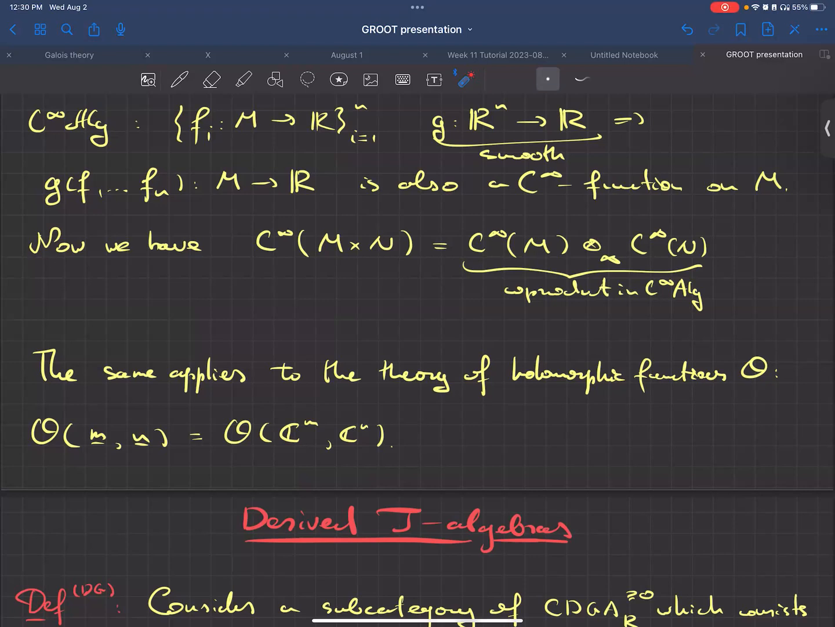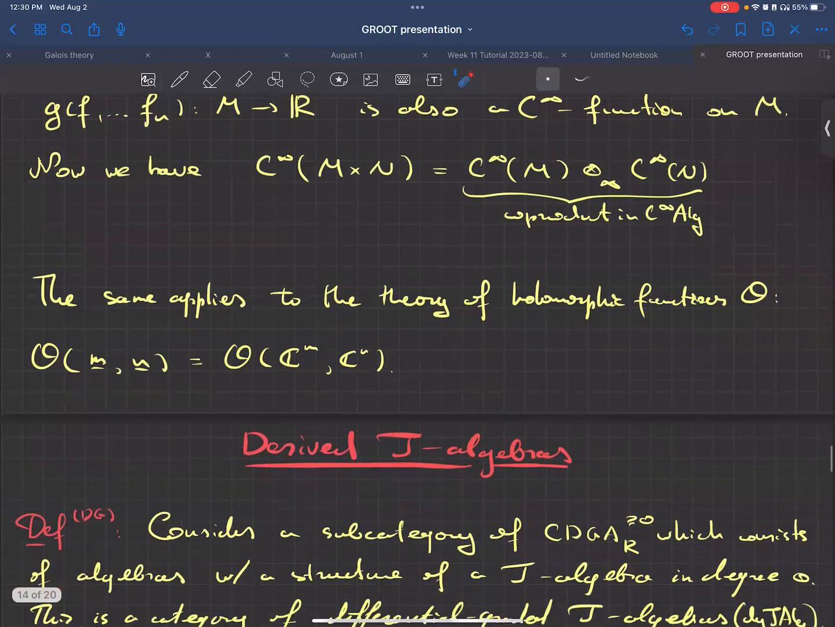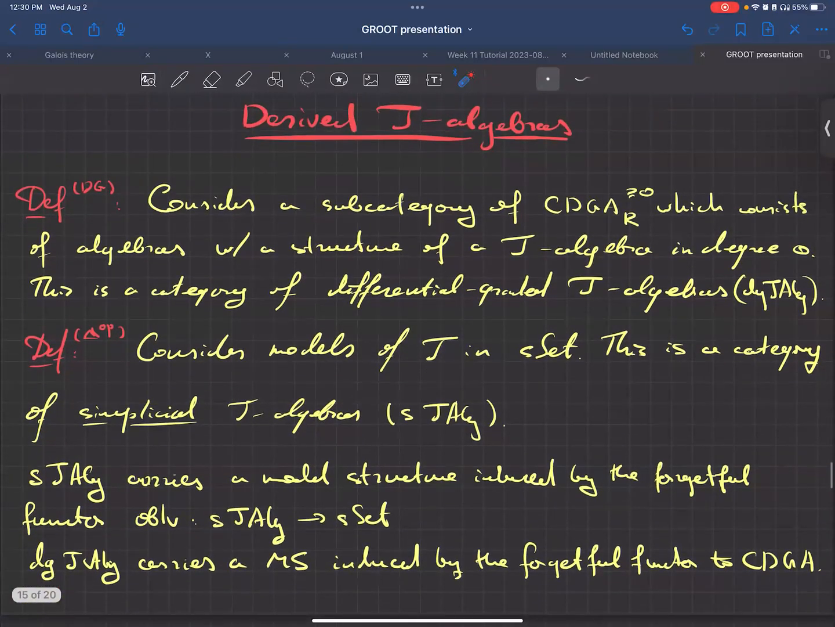So now we have this notion of a Fermat theory, and we want to derive it. So we want to consider derived algebras over a Fermat theory. And we have two kinds of derived algebras. First of all, we have DG derived algebras. To define DG derived algebras over a Fermat theory T, we consider a subcategory of commutative differential graded algebras with homological grading, and which are connected, so they're concentrated in non-negative degrees. This subcategory should consist of algebras with a structure of a T algebra in degree 0. And this is a category of differential graded T algebras.